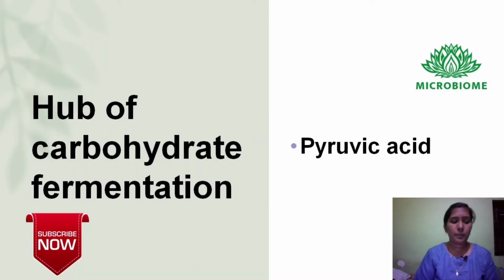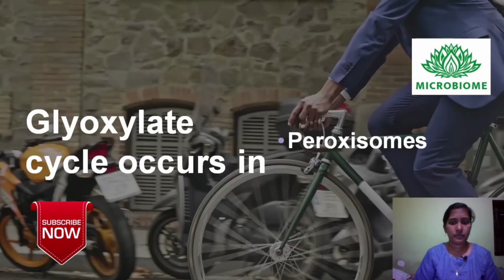And next, pyruvic acid. In aerobic respiration, pyruvic acid enters the Krebs cycle and supplies energy to living cells. But in anaerobic conditions, pyruvic acid ferments to produce lactic acid. So it's a hub of carbohydrate fermentation.